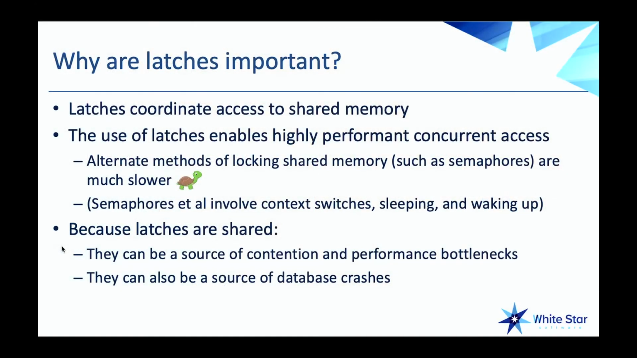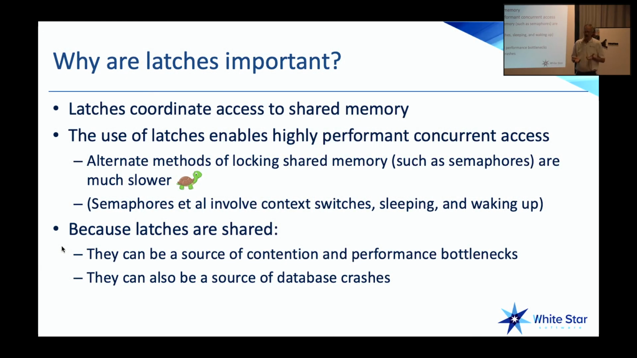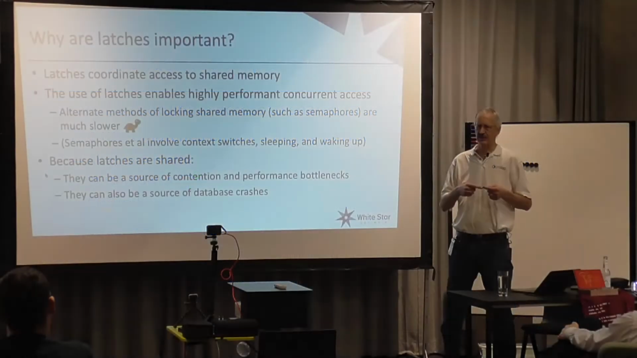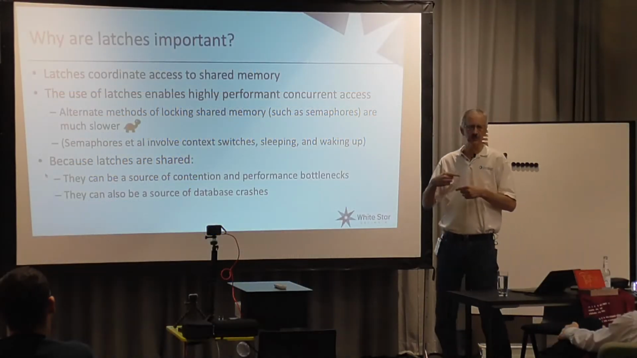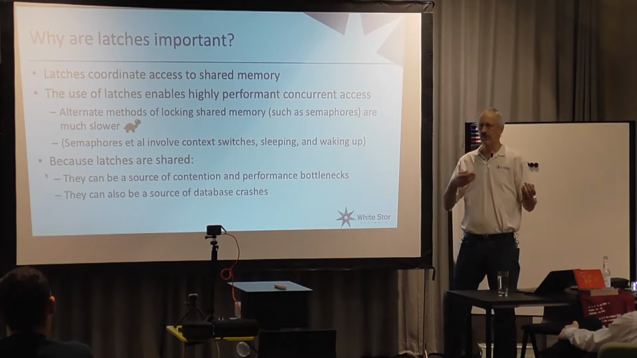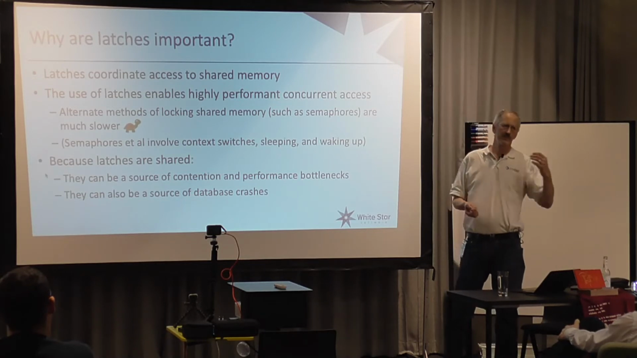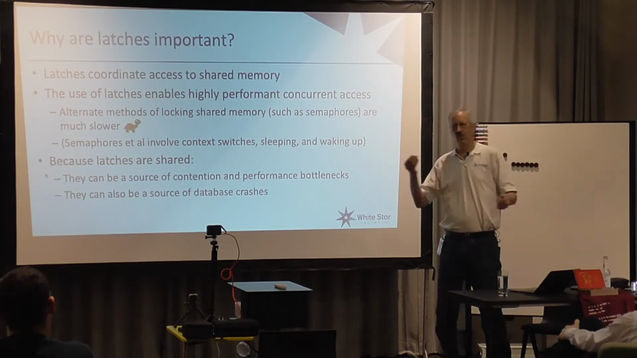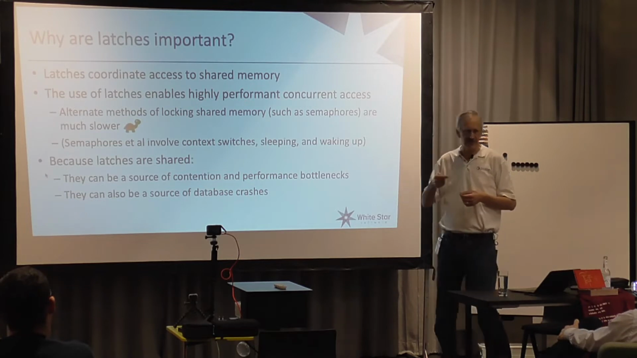And why are they important? Well, they coordinate the access to shared memory. And shared memory is critical to effective use of the operating system. And a spin lock is much more performant than an alternate method of locking shared memory, like using a semaphore. Because when you use a semaphore, you're basically going to sleep. And it's much faster to just execute a few instructions and keep trying than it is to go to sleep, wake up, go to sleep, wake up. Instead, just spin. Go faster, faster, faster.